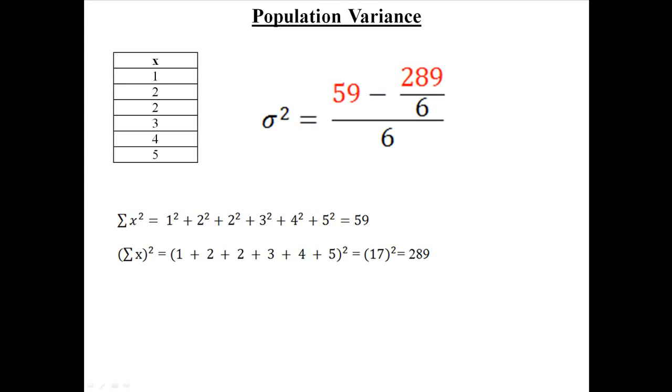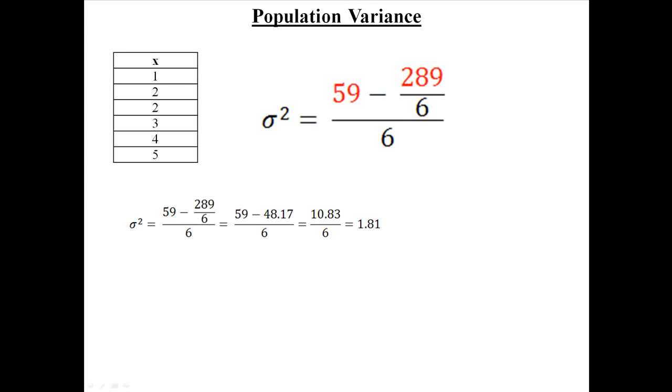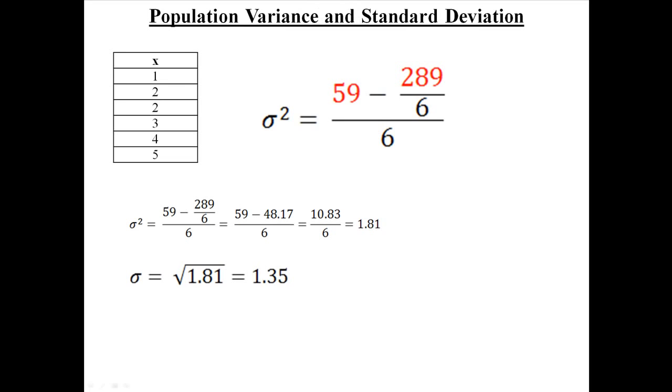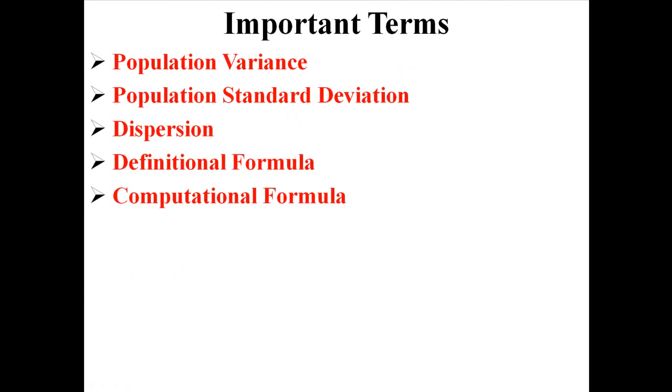We can easily solve for variance, which I've done right here. And just like before, we come up with the same answer. We get a variance of 1.81, except in this case, it was a lot easier. It didn't take us as long as before. And again, we just take the square root of the variance to find the standard deviation, which is, again, 1.35. Hopefully that wasn't too complicated.